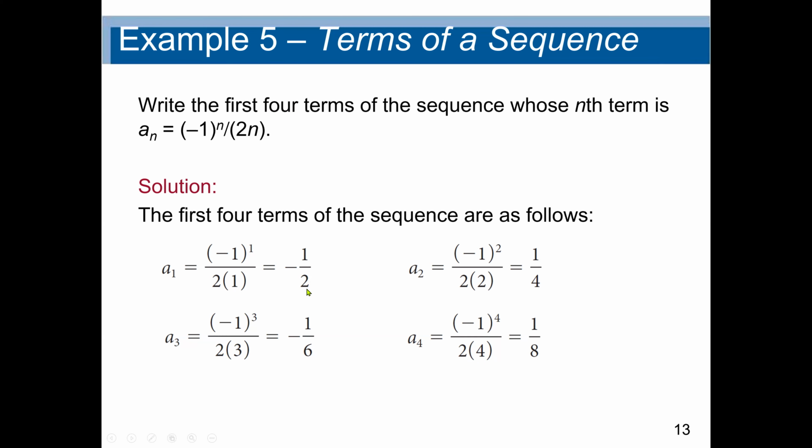Again, the question said we should write the first 4 terms of the sequence whose nth term is given as this. So for A1 we substitute 1 for n, for A2 we substitute 2 for n, up to 3 and 4. So that's our sequence now: -1/2, 1/4, -1/6, 1/8.